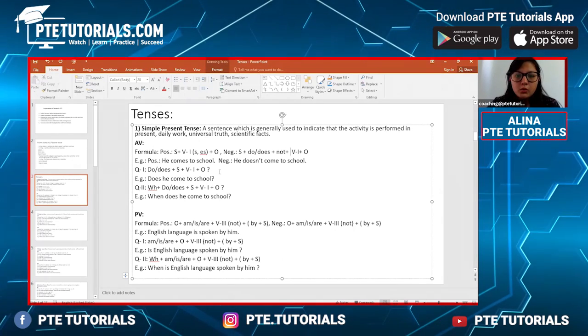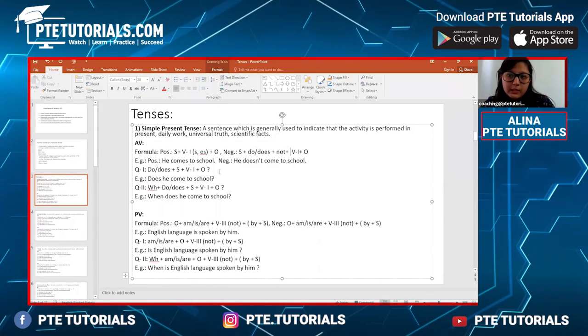Okay, so English language is the object, and am/is/are depends on the singular and plural. I will explain that later, what comes when. So English language is spoken by him. English language is the object because on that particular thing, the speaking activity is being done. Object is basically the thing on which the activity, the action, is being done or performed.